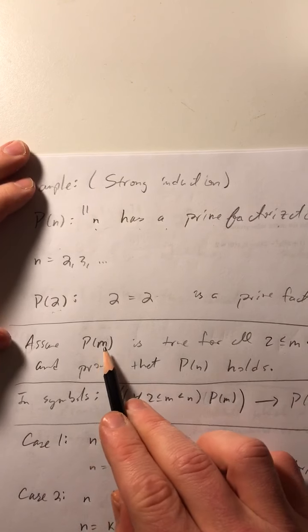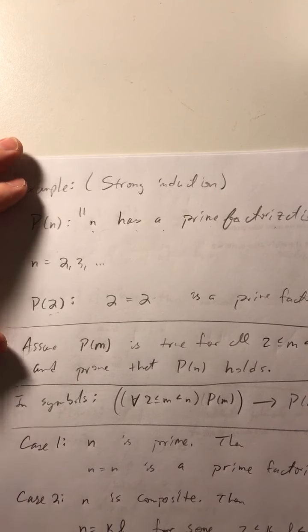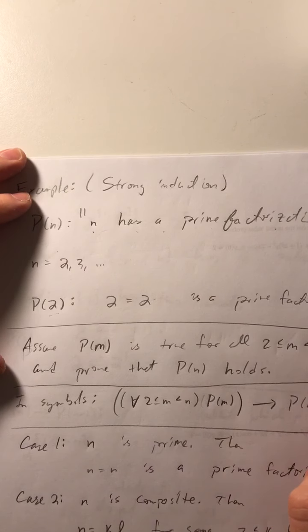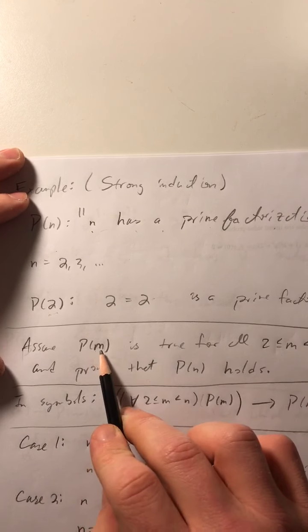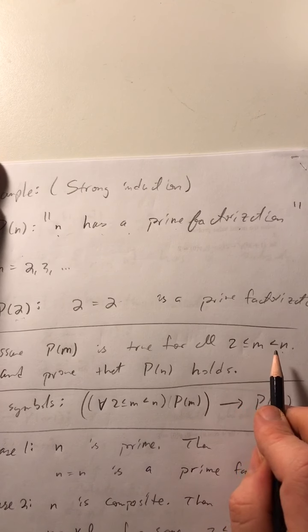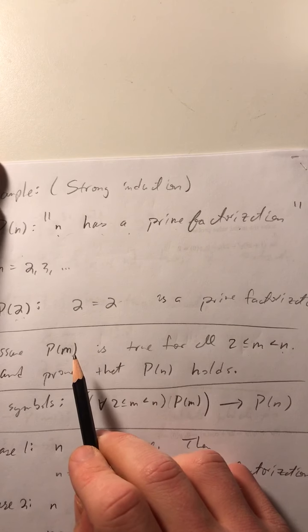Now, I'm not going to assume that Pn is true and then prove that Pn plus 1 is true. What I'm going to do is say that, assume that for some n bigger than 2, assume that P of m holds for all of the smaller m that are also greater than or equal to 2. So for all m in my range, which are less than n, assume that P of m holds.